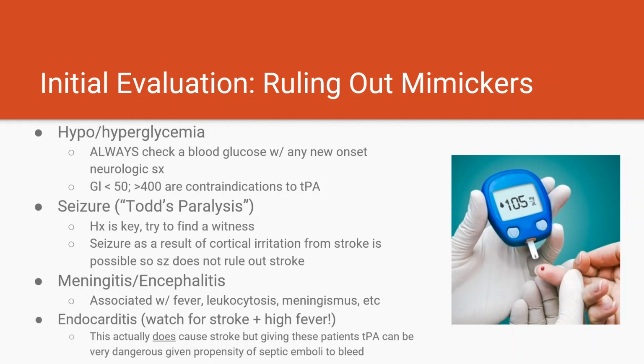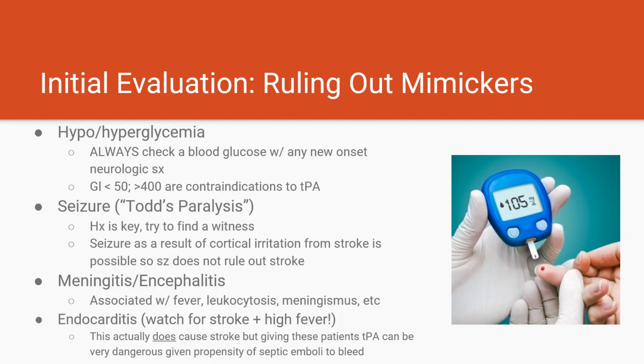Seizures with prolonged paralysis is known as Todd's paralysis and can often be confused for stroke. In these patients, history is key, as you want to determine if they first had a seizure and were later hemiplegic, or if they had a stroke and then developed seizures as a result of cortical irritation from stroke. This is usually a tough call, and so these patients often get TPA.